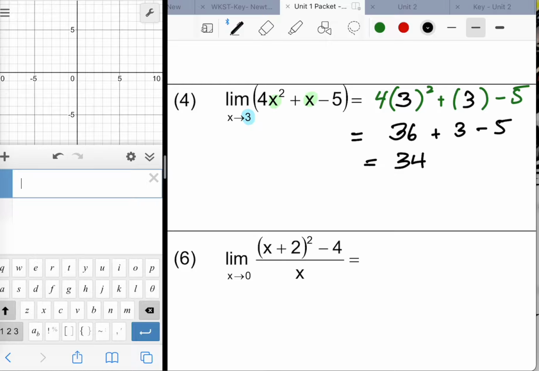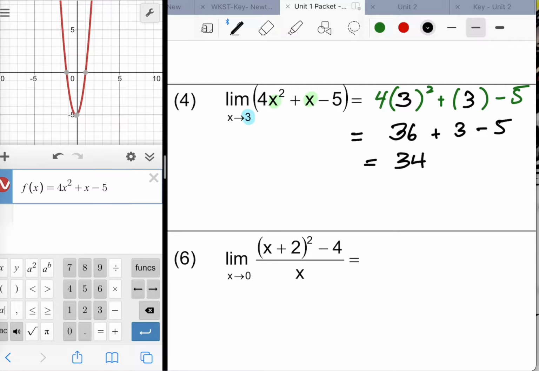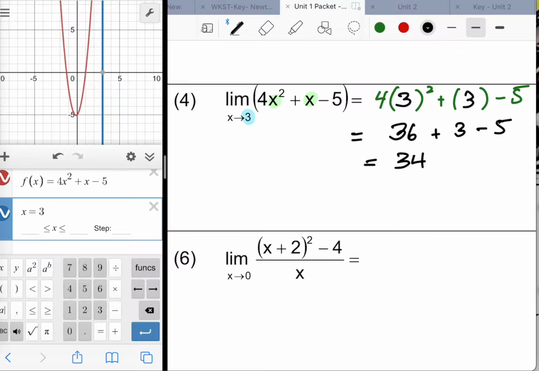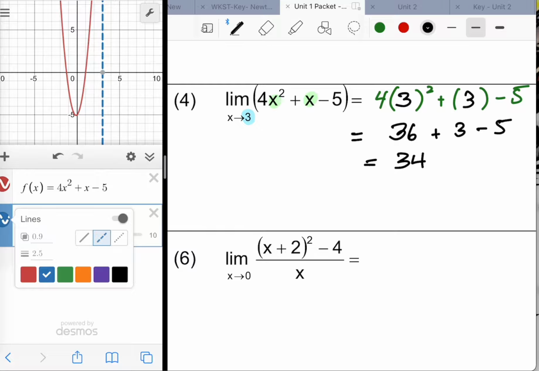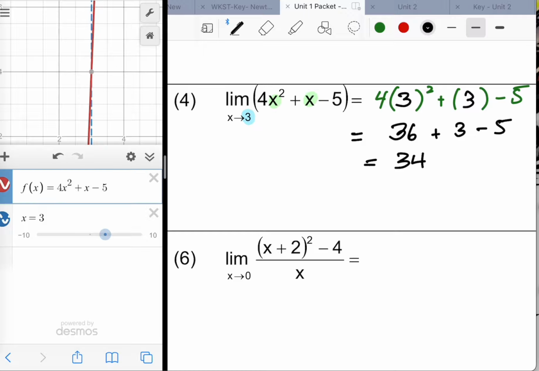So let me graph f of x equals 4x squared plus x minus 5. So, ordinary parabola. At that point of interest, x equals 3, I'll just make that a dashed line. I'm going to go up to the parabola, see what's going on there. At the parabola, we have a clean point, (3, 34). And that's because the function f of x equals 4x squared plus x minus 5 is everywhere continuous.